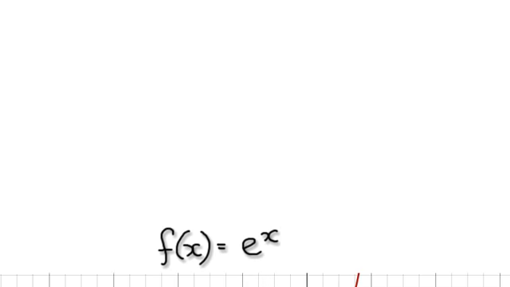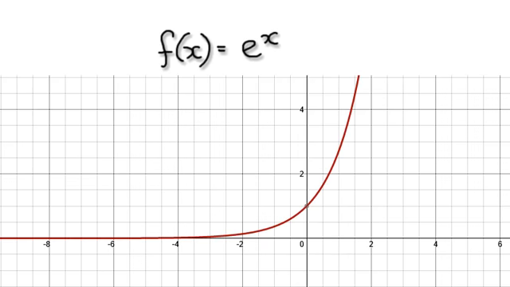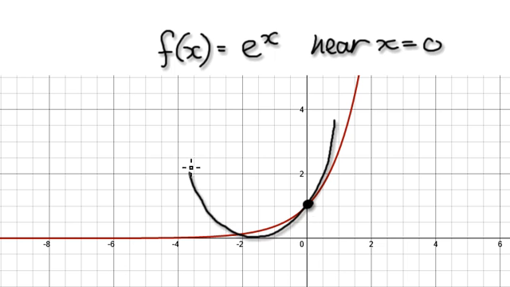Okay, let's give you guys some more practice. So here, find the quadratic approximation for e to the power of x near x equals 0. So near here. Okay, so you could somehow find the equation for a quadratic so that it will be a good approximation near x equals 0.